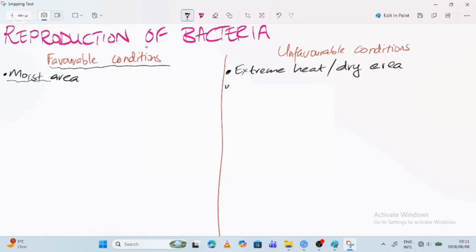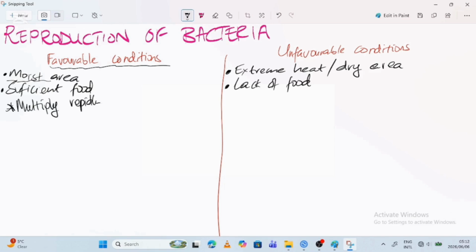And then also here there is lack of food. This is one of the unfavorable conditions for bacteria. Obviously here there will be sufficient food, right? So now here let's talk about the favorable conditions. So the favorable conditions enable the bacteria to what? To multiply. So under these conditions, bacteria multiply or reproduce rapidly, right?